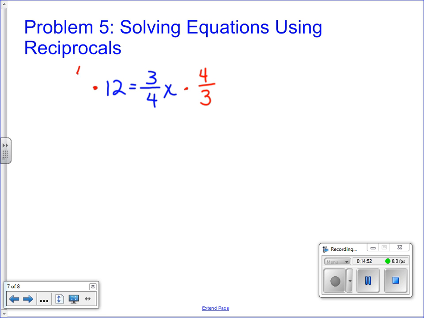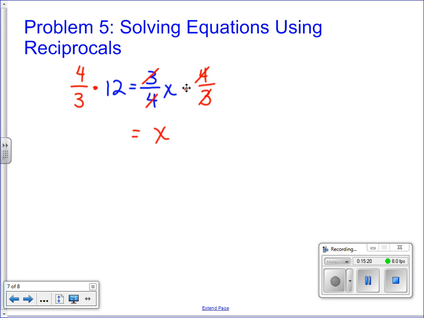Now, if you remember from chapter 1, one of our properties was that when we multiply a number and its reciprocal, we get 1. And that's why we're multiplying by the reciprocal in this case. What you notice is that you have 3 divided by 3, which is 1. You have 4 divided by 4, which is 1. And 1 times x is simply x.